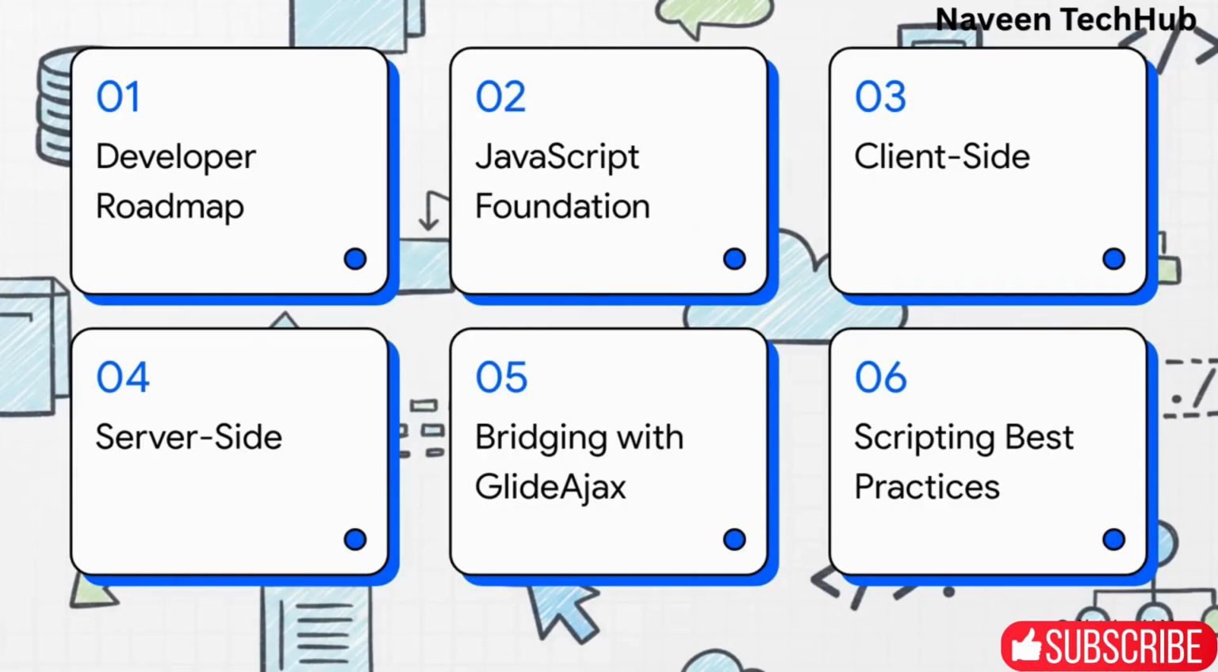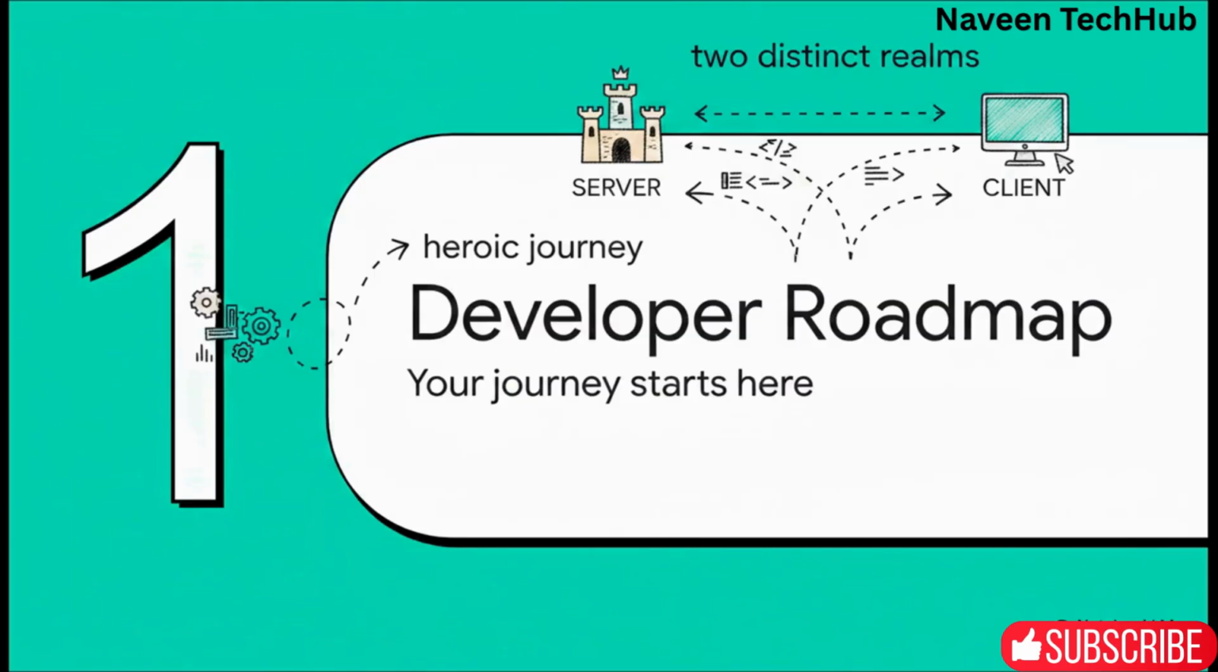All right, so here's the roadmap we're going to follow to conquer that wall of code. First, your developer roadmap. Second, the JavaScript foundation. Third, client-side or the user interface. Fourth, server-side, where the heavy lifting happens. Fifth, bridging the gap with GlideAjax. And finally, number 6, best practices for scripting. Let's kick things right off with Section 1, your ServiceNow Developer Roadmap.